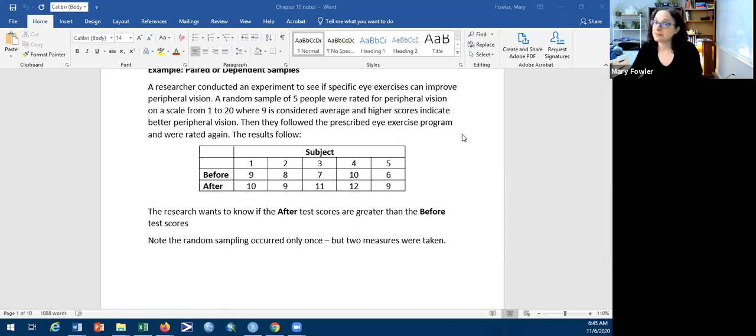Note here, how many times did we take a sample? Only once. 1 random sample of 5 people. That means that the 2 sets of measures must be paired. They must be dependent.